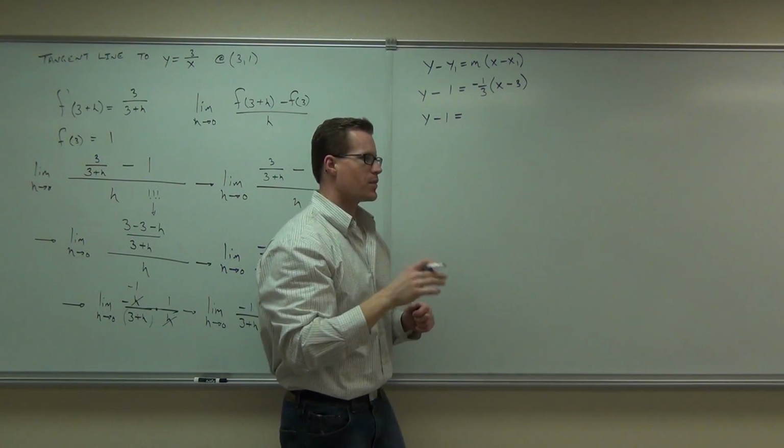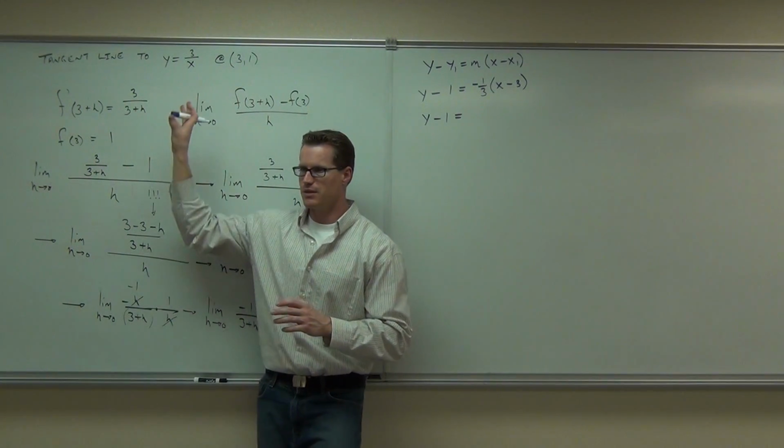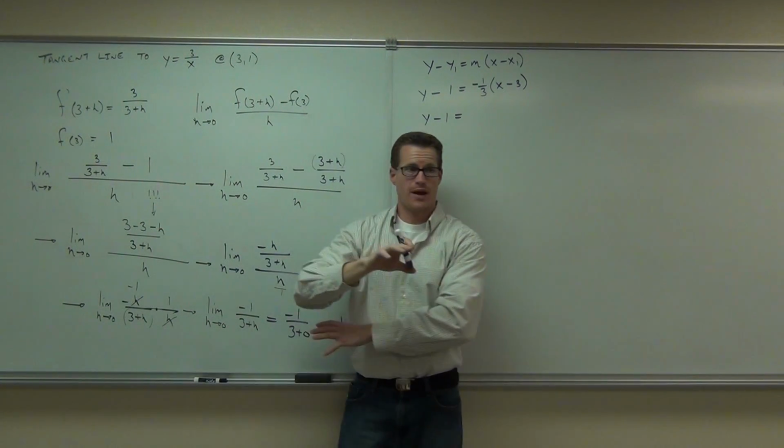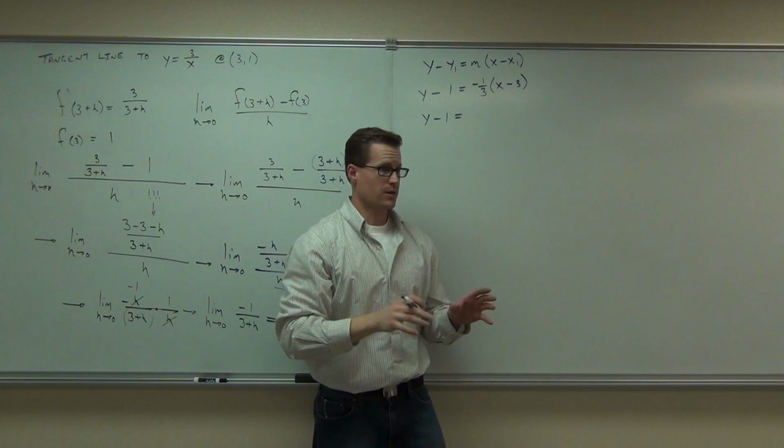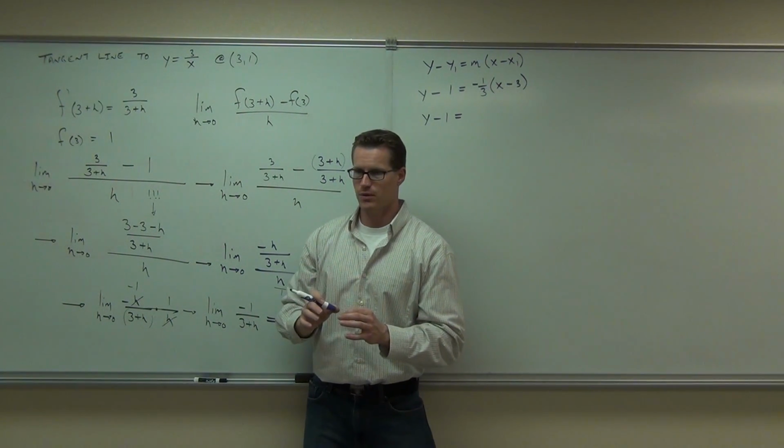Are you okay on where the 1, the 3, and the negative 1/3 are coming from? We're taking the point that I've given you, we're taking the slope that you have found, and we're now making the equation of the line that goes through that point with that slope.